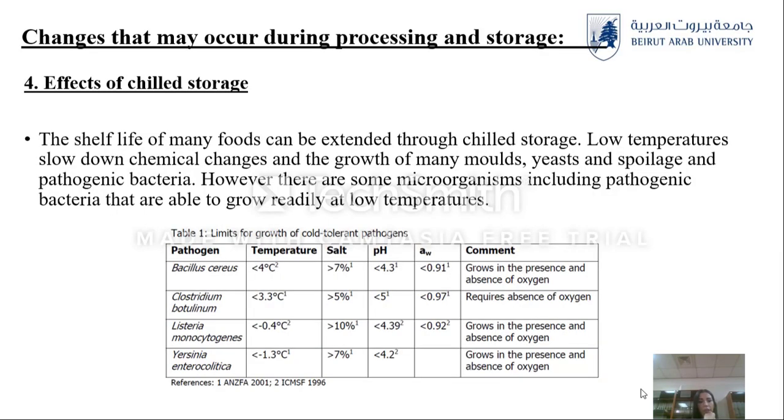So what about the effect of chilling on storage? Chilling will definitely retard the growth of bacteria. However, we have some cold tolerant pathogens. When I say cold tolerant, it means that they can grow even at very low temperature, such as Bacillus cereus. At a temperature less than 4, they can grow. They can grow even in the absence of oxygen, they are anaerobic. They can grow even at a water activity lower than 0.91 and a pH less than 4.3.